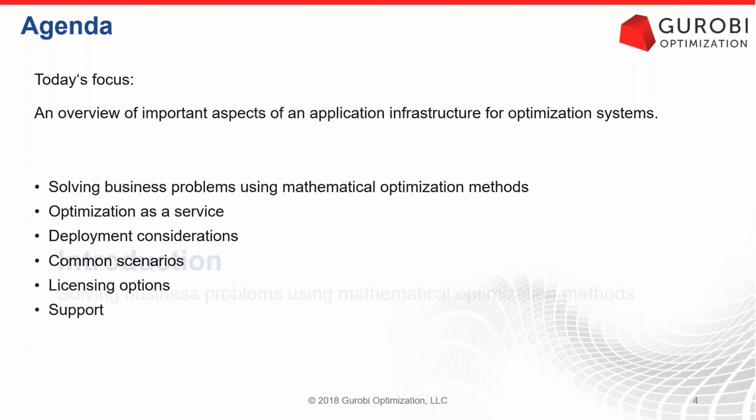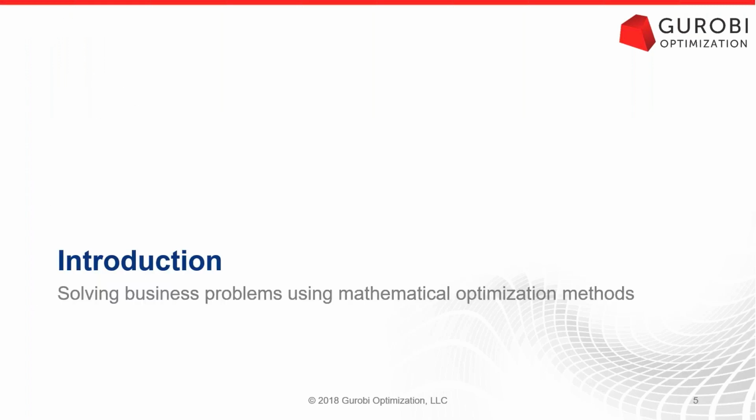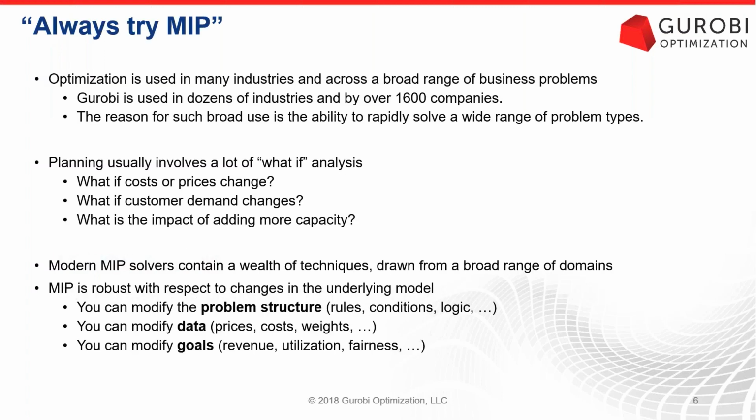So let's take a step back and take a very quick look at what we're actually trying to do. The nice quote here is, whenever you have a business problem with a certain degree of complexity, always try MIP. MIP is the technical term for mixed integer programming. When we talk about business problems and their mathematical representation, we talk about MIPs because, I'd say, for probably 95% of our customers, this is the model type that they need to solve.